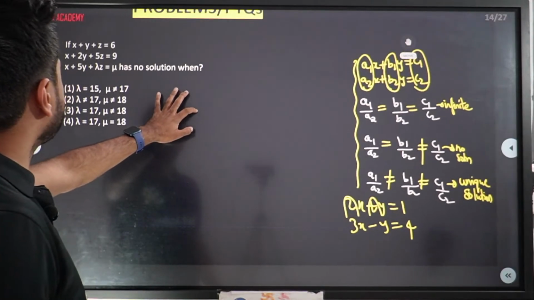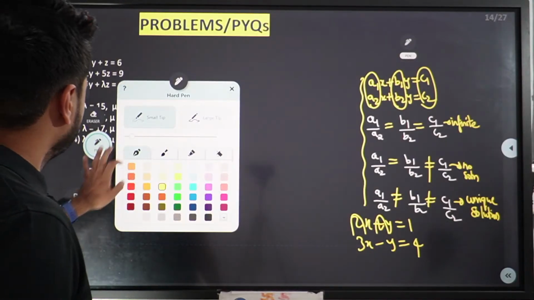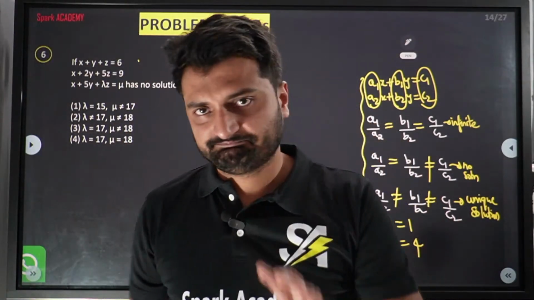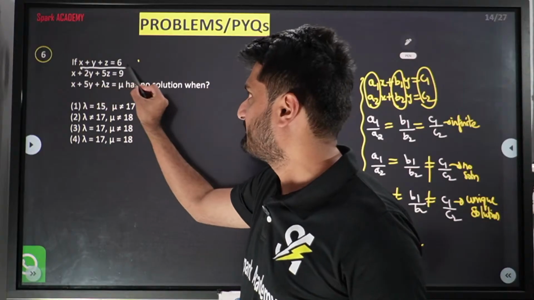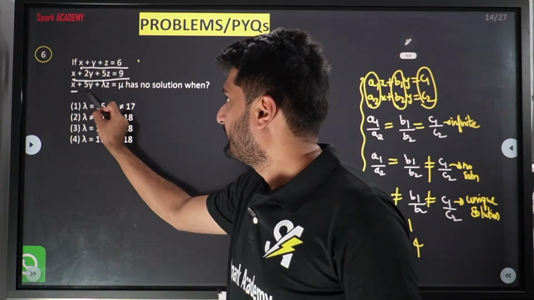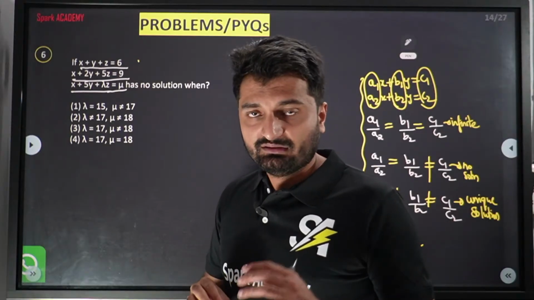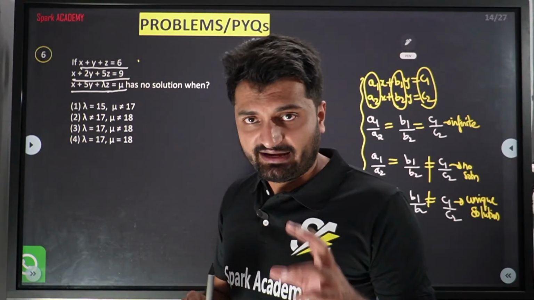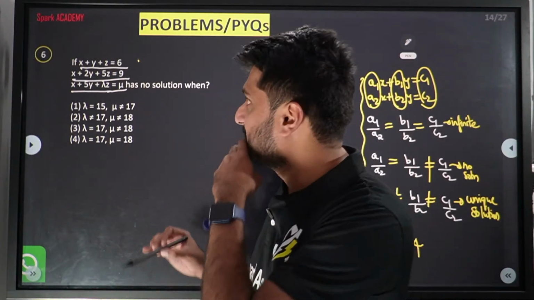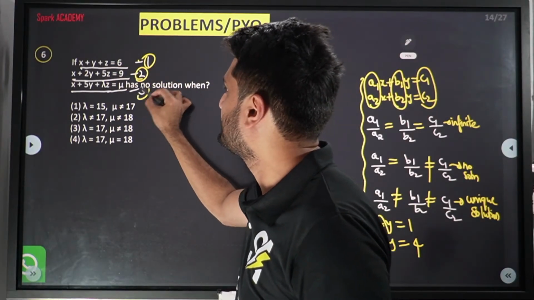Now, in the examination, the thing is they will give you 3 variables, not 1, not 2. So we need to eliminate any one. Here, if you observe, x plus y plus z equal to 6, x plus 2y plus 5z equal to 9, x plus 5y plus lambda z equal to mu. That means we will try to get two equations, converting to 2-variable form. Let us try to eliminate x.